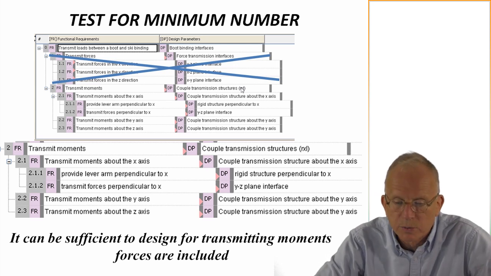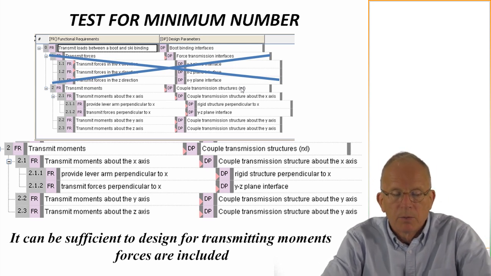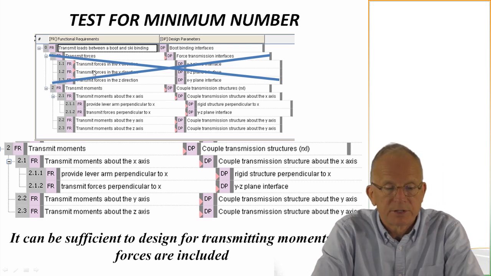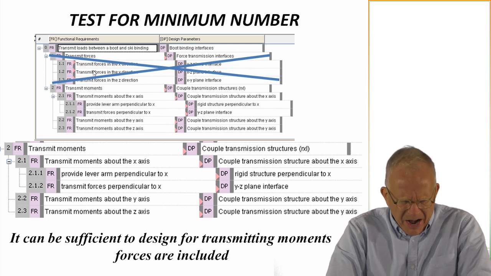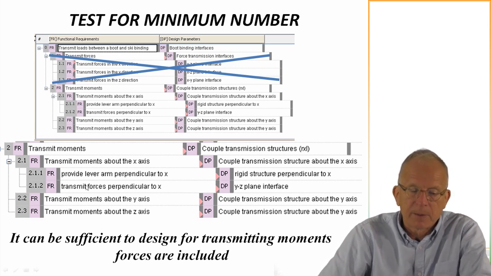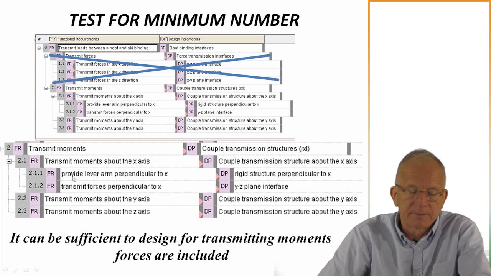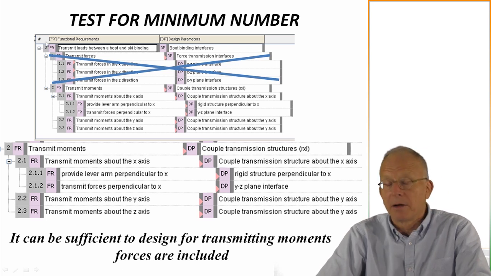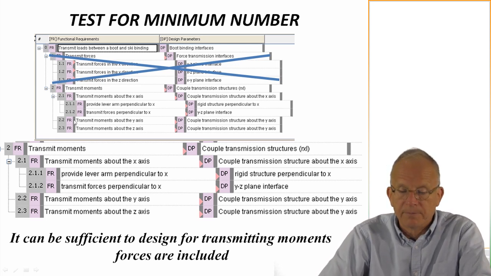Now, one of the things is we look for minimum number. We note that in the moment transmission, there's a transmit forces. And this is very similar, of course, to transmit forces in the load part in FR1. So if we transmit the forces here for the couples, for transmitting the moments, then that seems to take care of it. So if we apply the principle of minimum number, then we can eliminate FR1 and its children because they're covered in FR2.